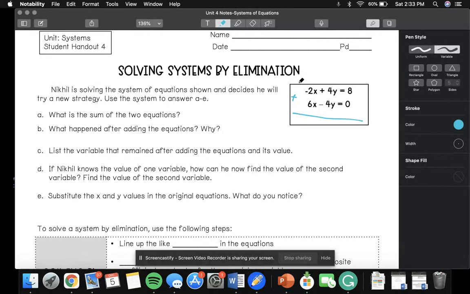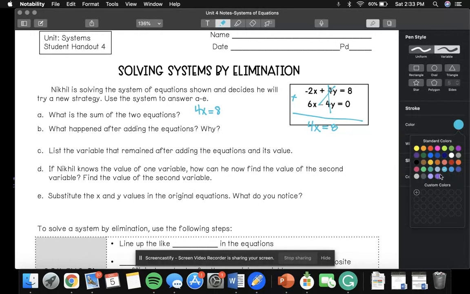Negative 2x plus 6x, I'm going to add vertically. That would be 4x. 4y plus negative 4y would make 0y, so that kind of eliminates. That's interesting. And 8 plus 0 is 8. So when we add these together, we just have 4x equaling 8.